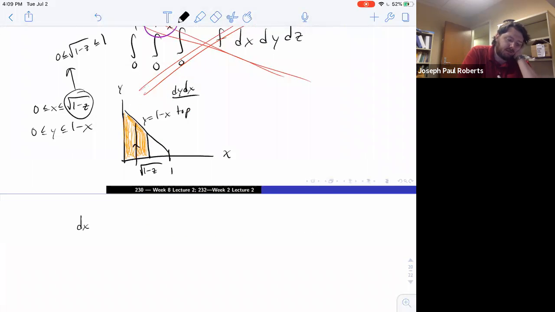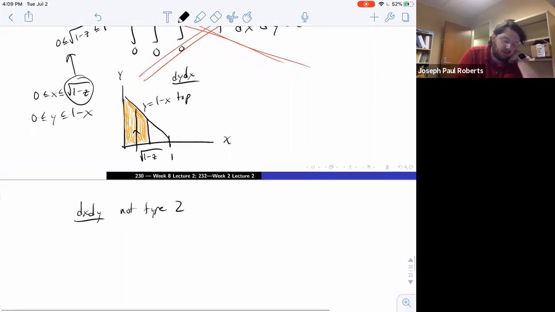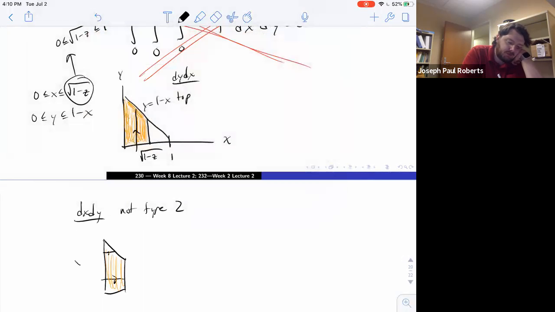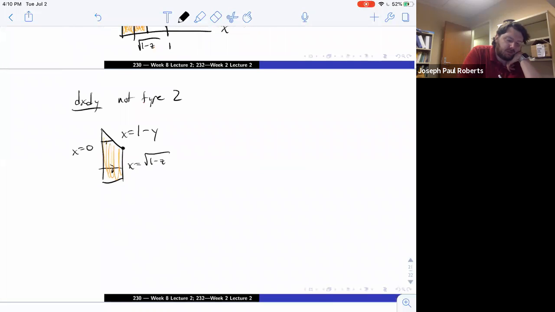And then this is kind of a mess because this is the dy dx picture. To switch it to dx dy, it's not type 2 because it looks like the right curve changes. Well, it looks like no matter what, x starts at 0, but then for part of it, it stops at x equals 1 minus y. And then at other parts of it, it stops at the vertical line, x equals square root 1 minus z. So good God, we got to split this all up.